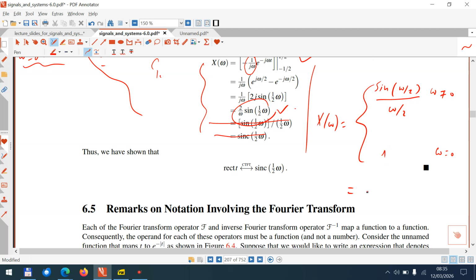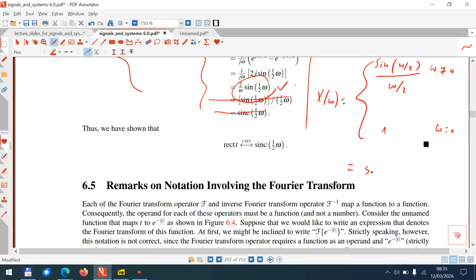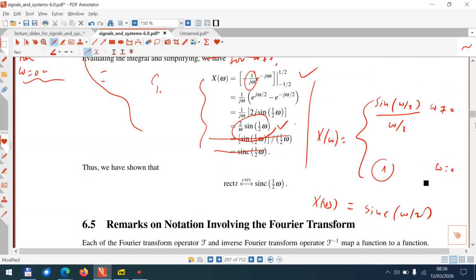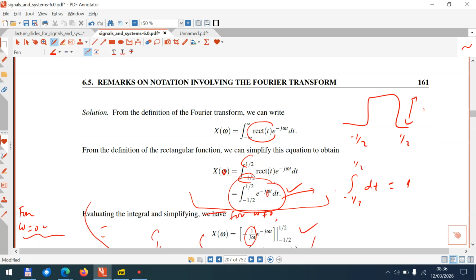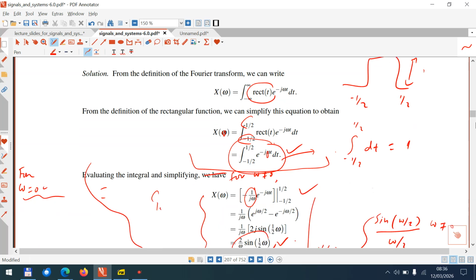And now this thing can be written as sinc of omega by 2. Why? Because this is how we define the sinc function. When omega is non-zero, we use this formula. When omega is 0, we use this by definition. So here you can say X of omega becomes sinc of omega by 2. So you can see that in this integration, we did not have any problem with convergence. The integral converged very easily.